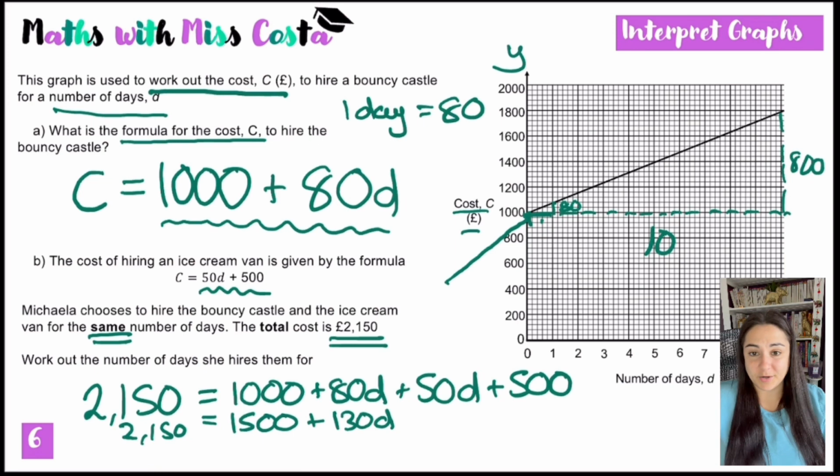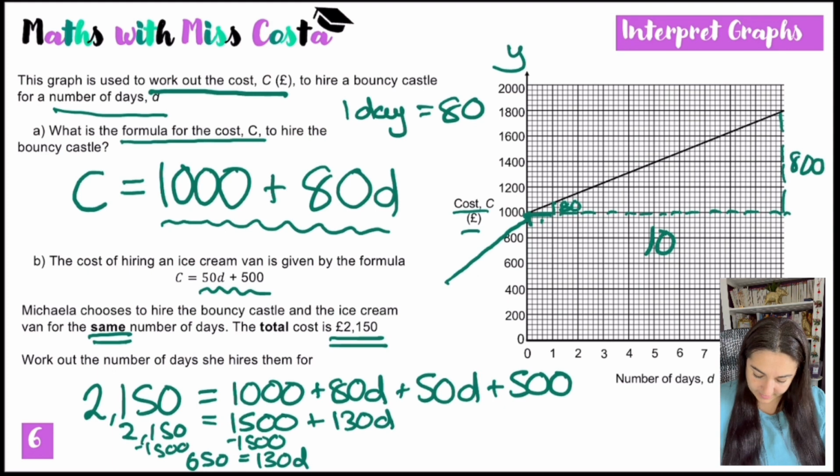And when I'm rearranging a formula, it's like solving an equation. So as long as you do the same to one side as you do to the other, it remains balanced. So I can take 1,500 away from here, and I'd be left with 650 equals 130D. And then my last step would be, I need to do 650 divided by 130 to figure out how many days it is.